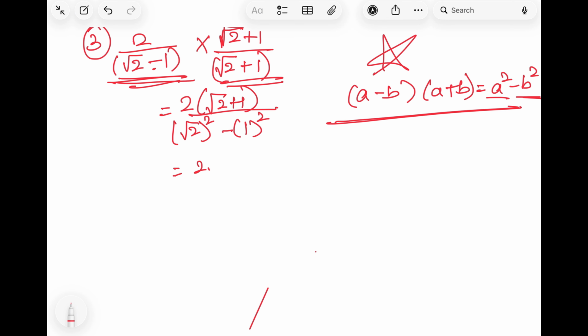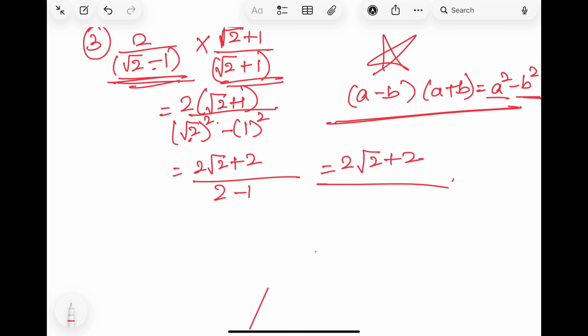So this becomes 2 root 2 plus 2 upon root 2 square will be root 2 into root 2, that is root 4. What is root 4? It's 2. So 2 minus 1. So 2 minus 1 is 1. So the answer is 2 root 2 plus 2.